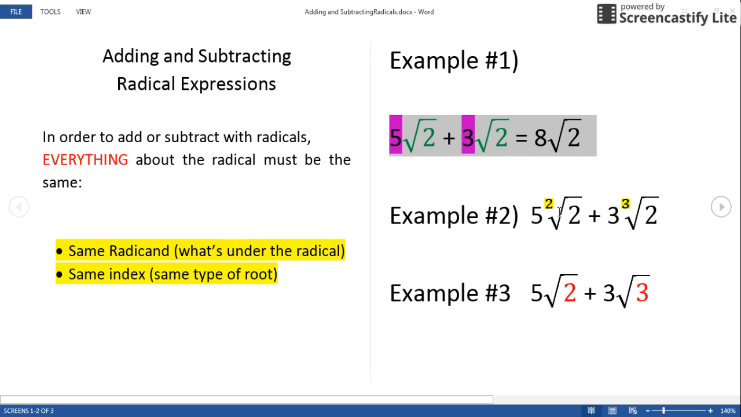In our second example, 5 square root of 2 plus 3 cube root of 2, they have the same radicands, but they are different when it comes to the index. Since the indices are different, we cannot add these together, and there is no more simplifying than when the problem began. We have to leave it right here. Likewise, with the third example, 5 square root of 2 plus 3 square root of 3, while they have the same indices, the radicands are different, and we cannot put these together either. So there is no simplifying further than where the problem began with this one.